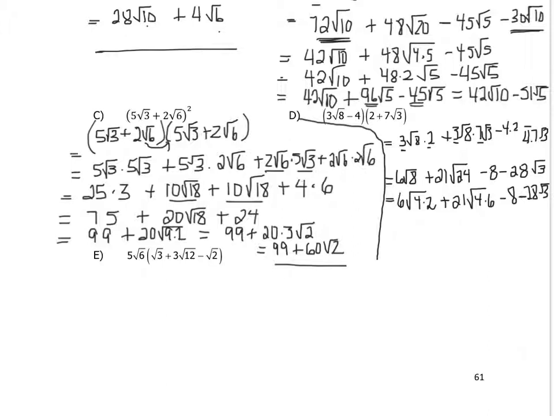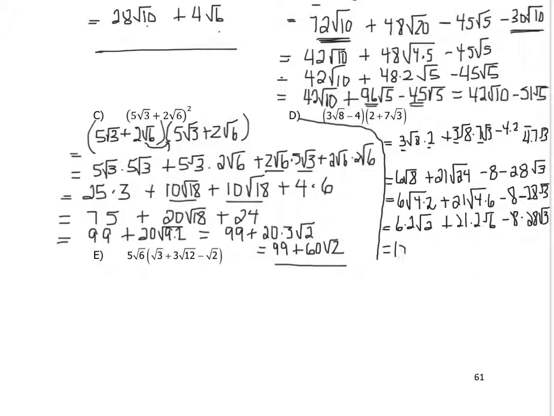Okay, so this becomes 6 times 2 root 2 plus 21 times 2 root 6 minus 8 minus 28 root 3.